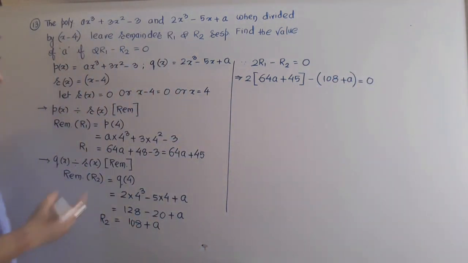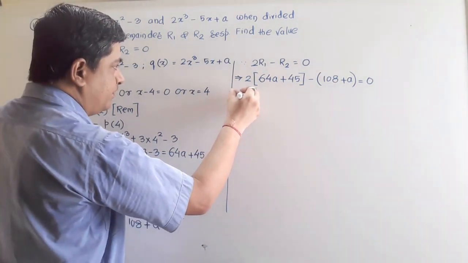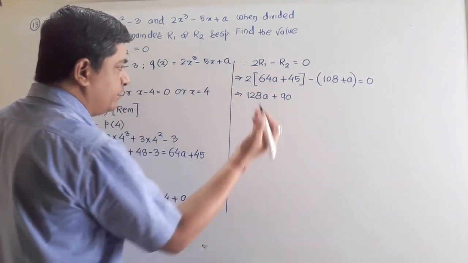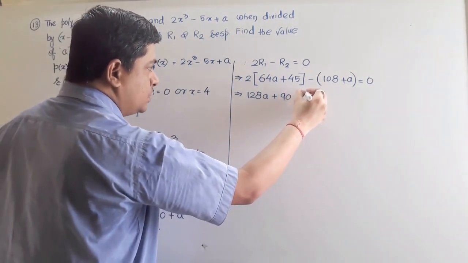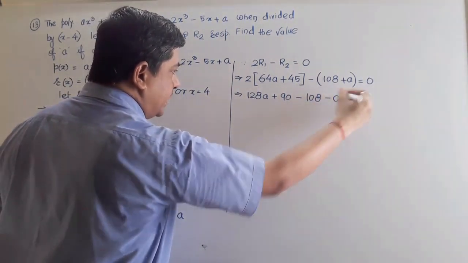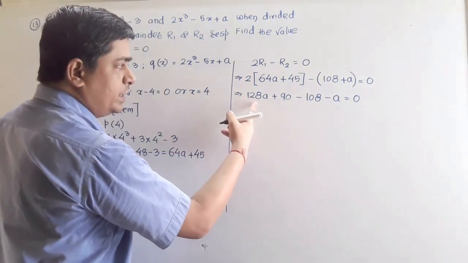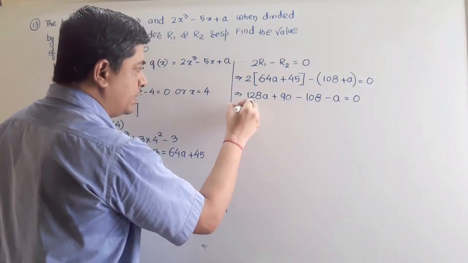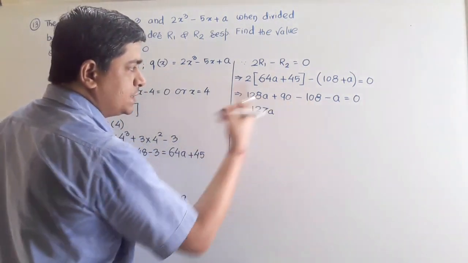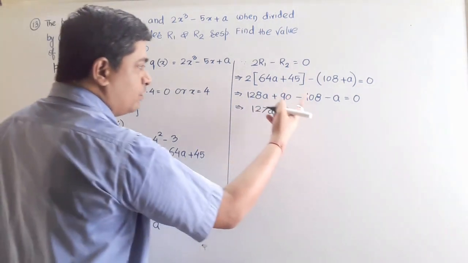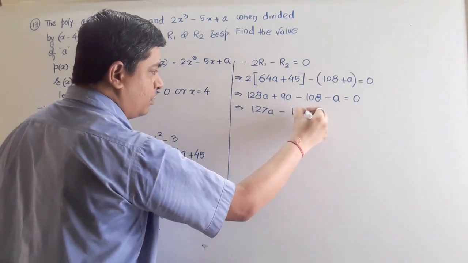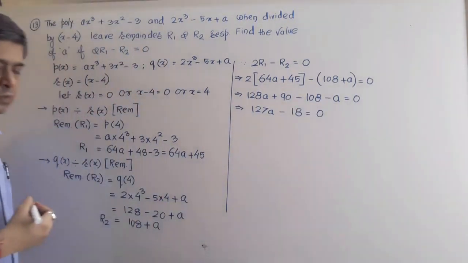Now 2 I will multiply inside here, that will become 128a plus 90, because 45 multiplied by 2, minus 108, and then minus a, because the minus sign is multiplied on both terms. Now from 128a, if I subtract 1a, the remainder is 127a. Similarly, plus 90 and minus 108, signs are different. So from 108, you subtract 90, how much will it be? This will remain 18 and the sign will come as minus. So it will be minus of 18.